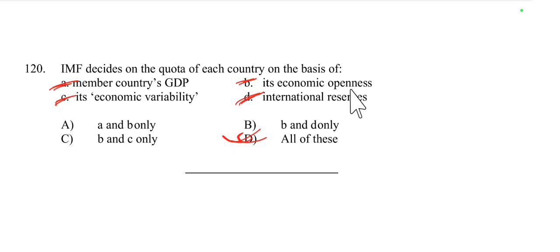Then second one is economic openness. Economic openness means the degree to which a country is open to international trade and investment influences its quota. So it is also right. Then economic variability means the stability and variability of a country's economy are also considered here. So option C is right. Then option D, international reserve. The level of a country's international reserve impacts its quota. So it is also included. Thus all these factors are considered in deciding a country's IMF quota. So option D is right here.